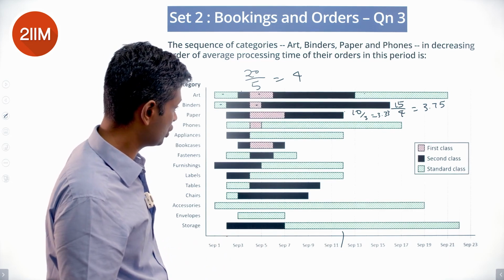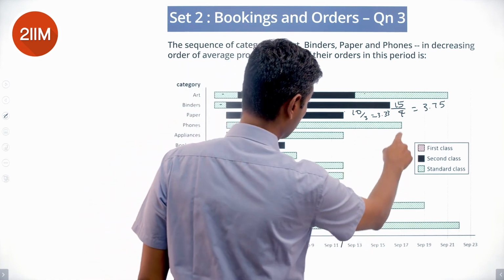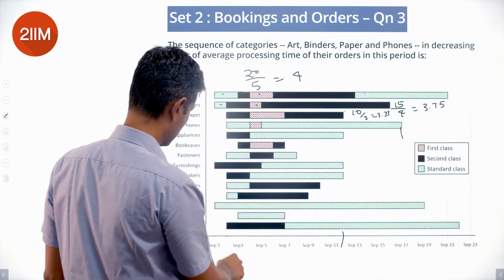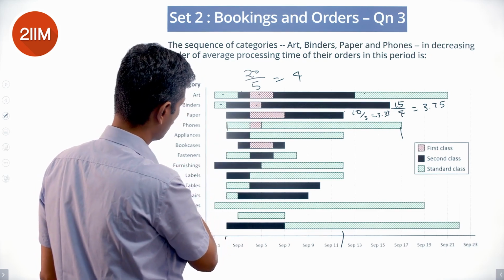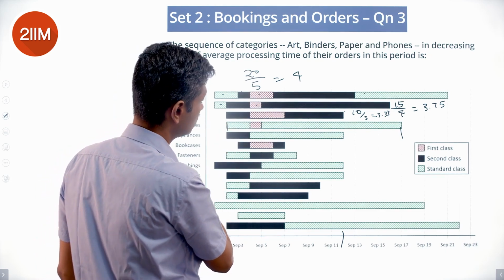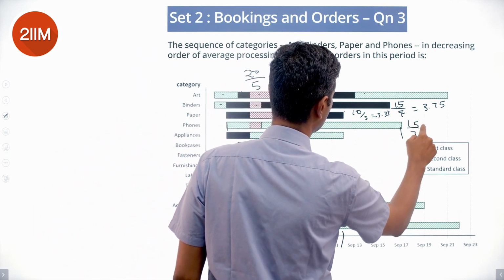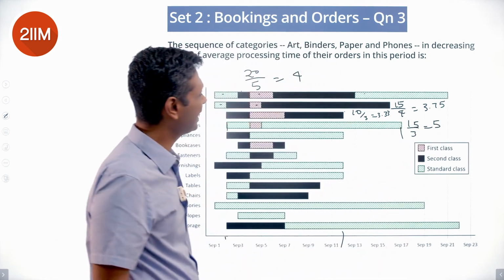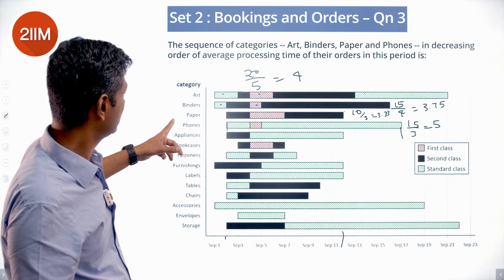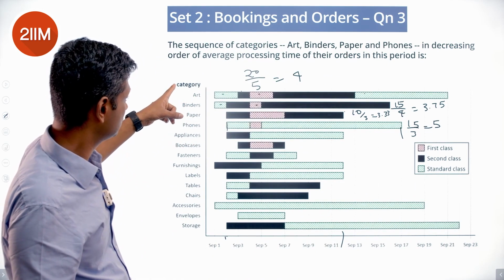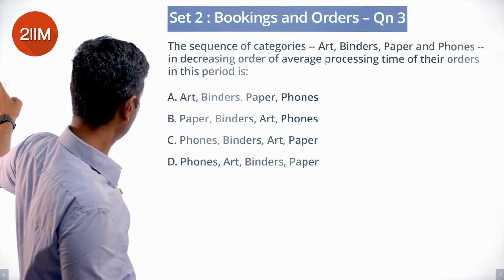September 2 to 16 is 14 days. Then going till September 17, starting from September 2, 2 to 17 is 15 days. 1, 2, 3, 4, 5. Yeah, 15 by 3 equal to 5. Decreasing order we want. So the highest is phones, then art, then binders, then paper. Phone, art, binders, paper.